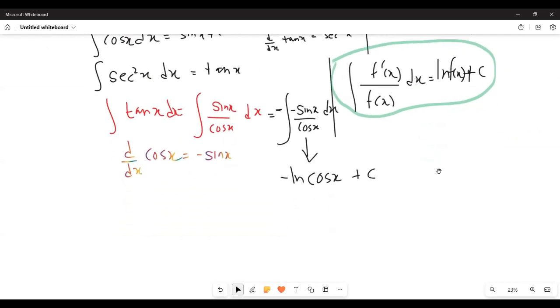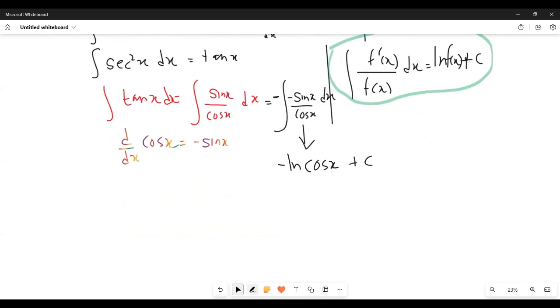While we're at it, let's also discuss the integration of cot x. It is also derived in the same way.